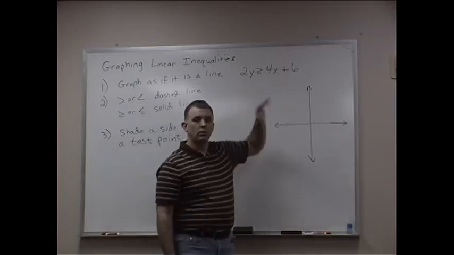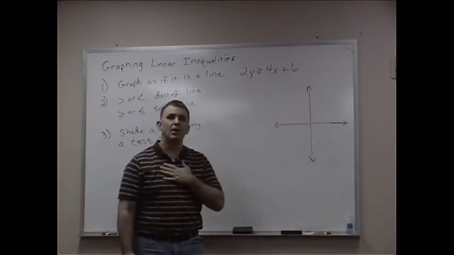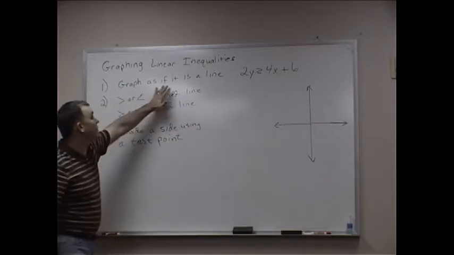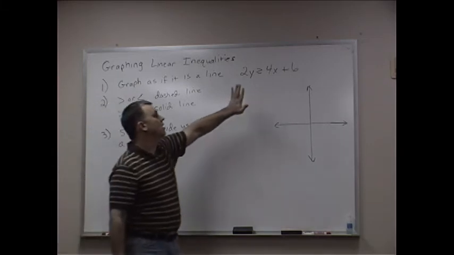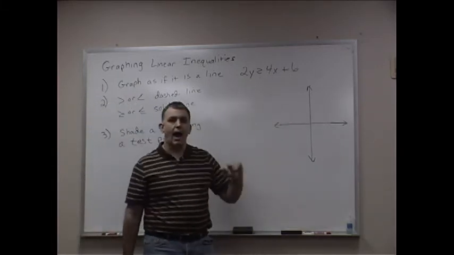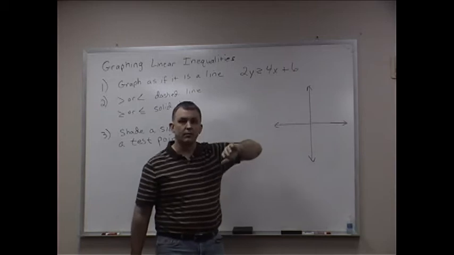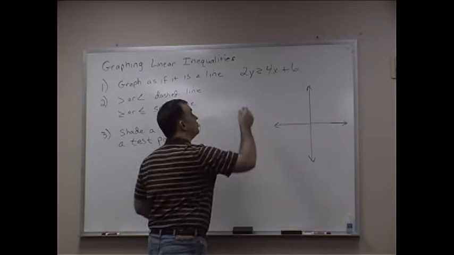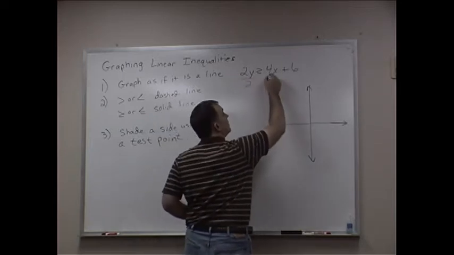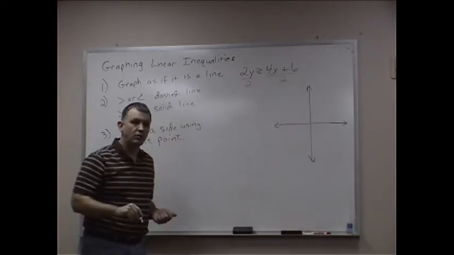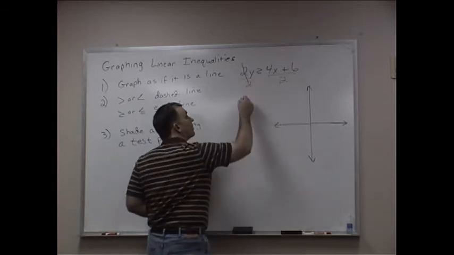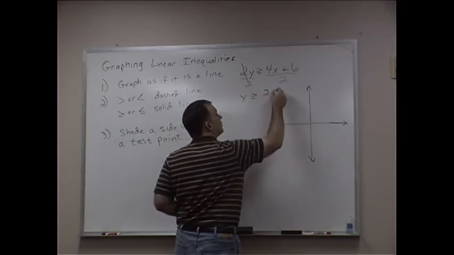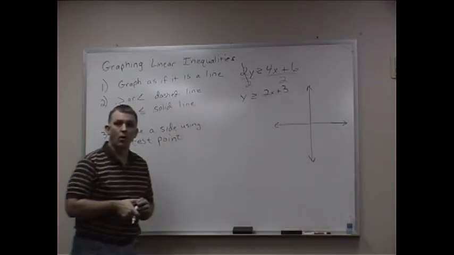2y is greater than or equal to 4x plus 6. Now, the first step is to graph it as if it's a line. Is it going to be easy to graph if it's not in slope-intercept form? There's a 2 in front of the y, isn't there? So we need to divide both sides by 2, because for graphing purposes, we need the y by itself. We need this in slope-intercept form.